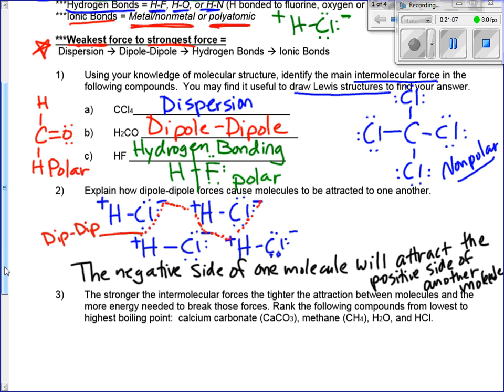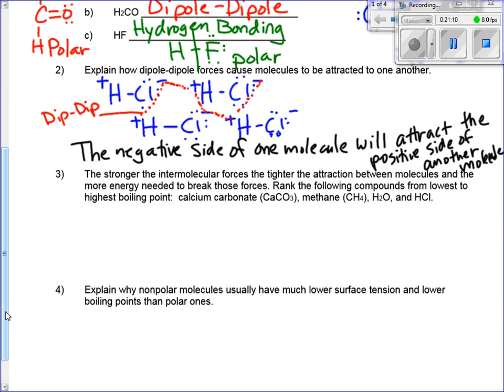Okay? Down below here, a couple more quick little things. The stronger the intermolecular forces, the tighter the attraction between molecules. Okay? And therefore, the more energy needed to break those forces. So, in order to get something to melt or to boil, you have to break some of the forces. And when you're doing boiling, you completely break the forces to change it into a gas from a liquid. Okay? You need lots of energy to break those forces. So the stronger the force, the higher the boiling and melting points. The weaker the force, the lower the boiling and melting points.